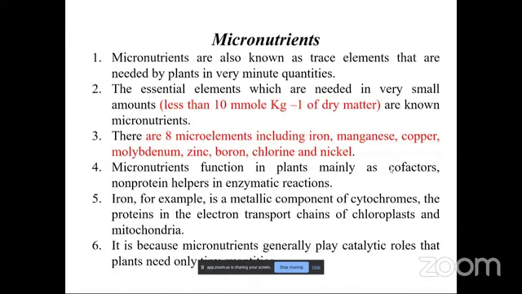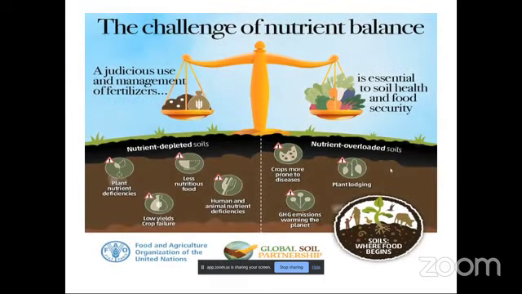So micronutrients. Micronutrients are needed in amounts lesser than 10 millimolar per kg of dry matter. There are 8 micronutrients: iron, manganese, copper, molybdenum, zinc, boron, chloride, and nickel. These are called micronutrients, which are less abundant than the macronutrients. So there needs to be a specific balance of nutrients for plant growth.